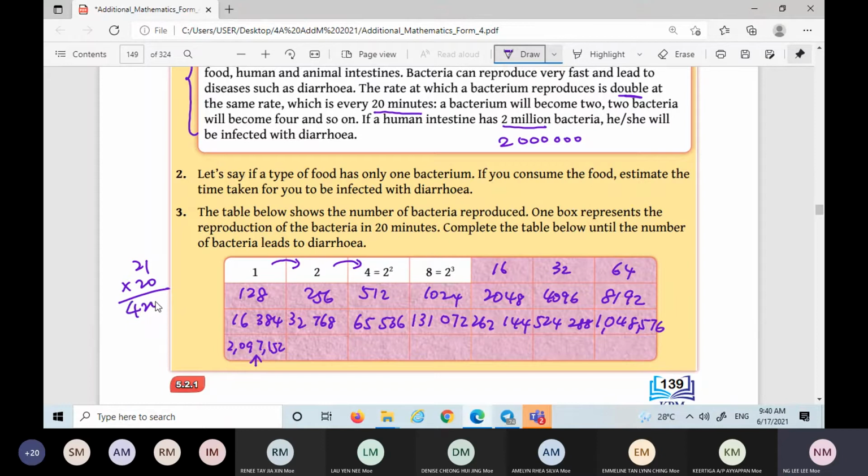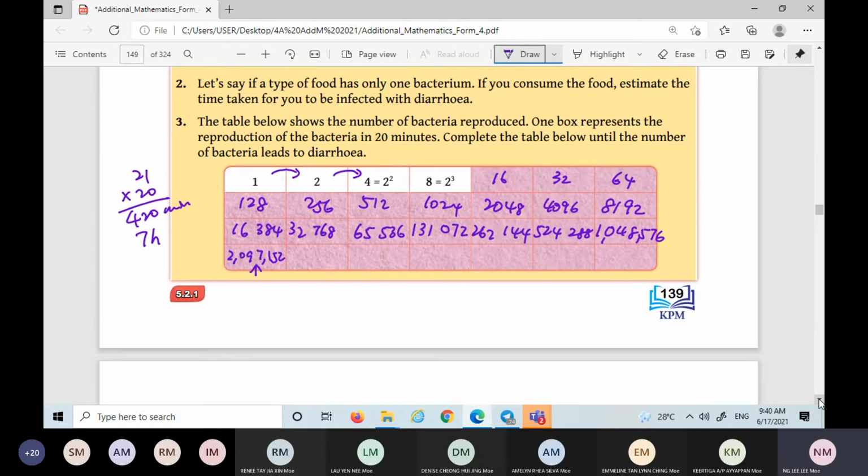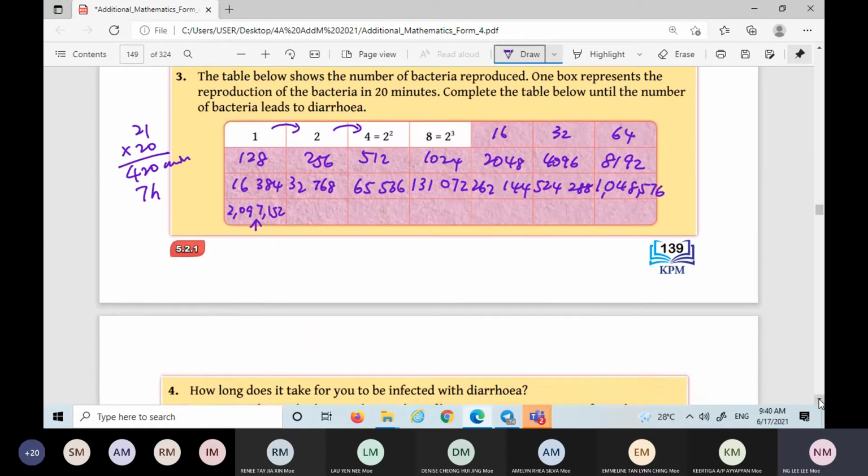Okay, after the 420 minutes. If you divide by 60, this is 7 hours. So it means after 7 hours, you only will have diarrhea. Not too bad, after 7 hours. And so you see how powerful the bacteria can grow.